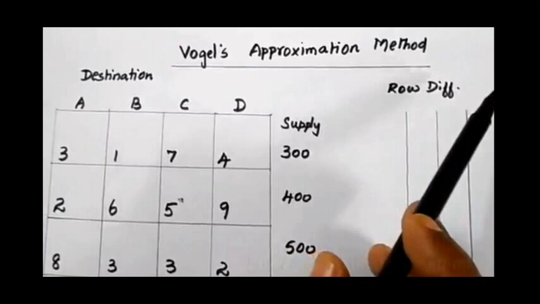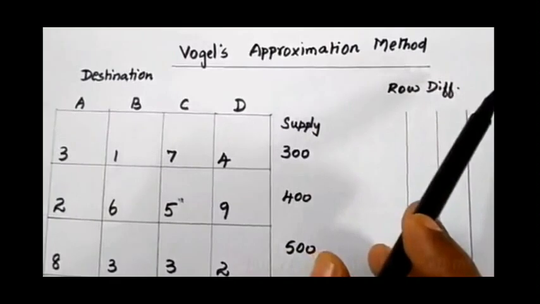Here, first we start with the row difference. First, in the first row, we need to identify the difference between the two least numbers. Here, in the first row, 1 and 3 are the least numbers, and similarly, in the second row, 2 and 5 are the two least numbers, and in the third row, 2 and 3 are the least elements.